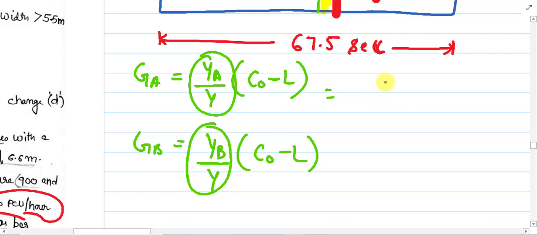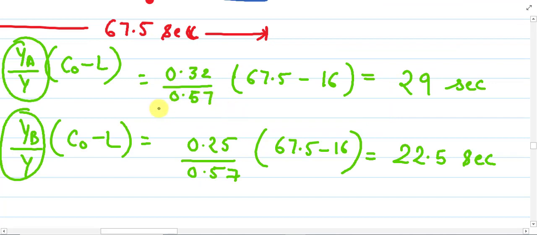So in this case we have y1 equal to, so here the solution for green time A is 29 seconds and green time for road B is 22.5 seconds. We apply the formula of green time like this. This is the ratio of traffic volume multiplied with the optimum cycle length minus the lost time.